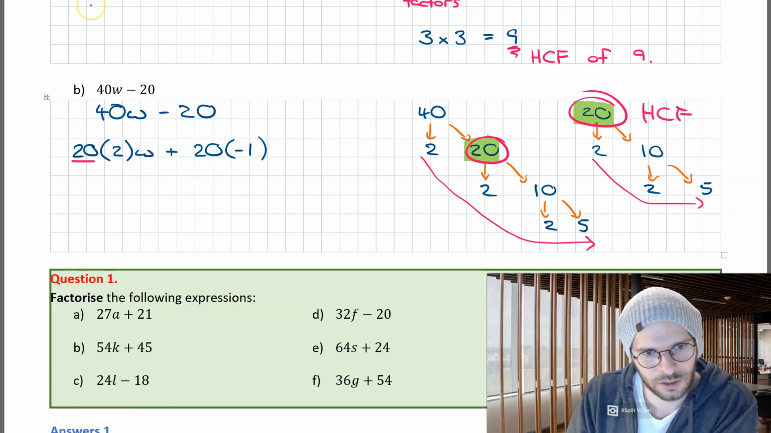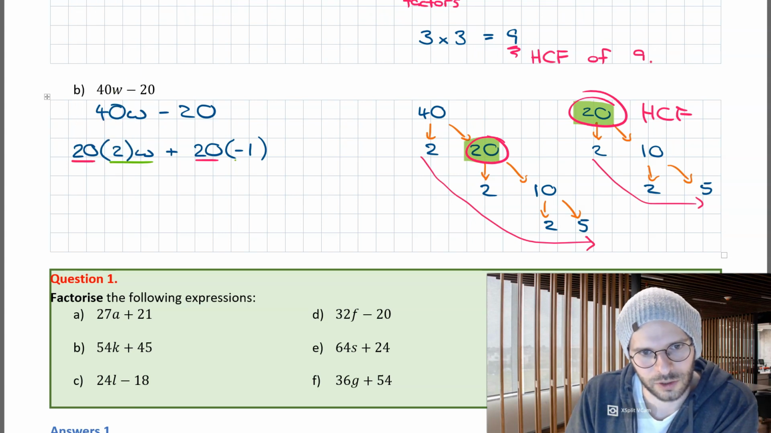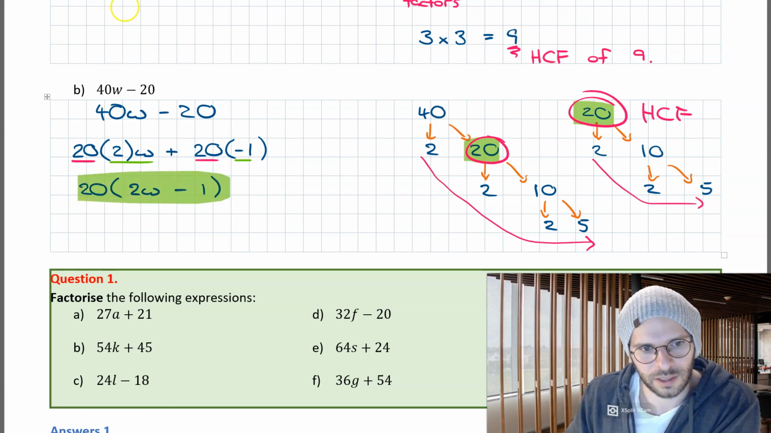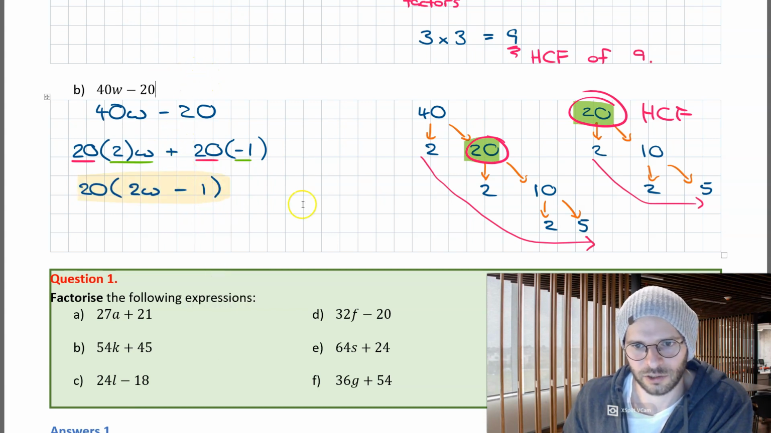After which, I go 20 and 20 is what I have in common. 2W and -1 is what I don't have in common. So I'm going to get 20 on the outside, 2W on the inside, take 1. Therefore arriving at my most factorized form. So again, you find your highest common factor using the factor trees, you then divide your coefficients by the HCF, and then you pull out what's in common, you leave behind in the brackets what was not common.